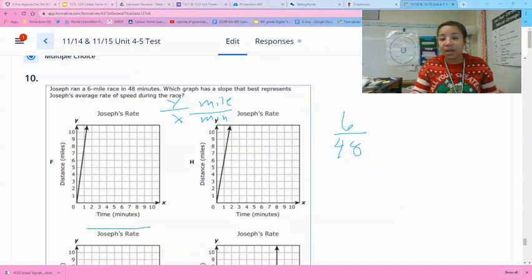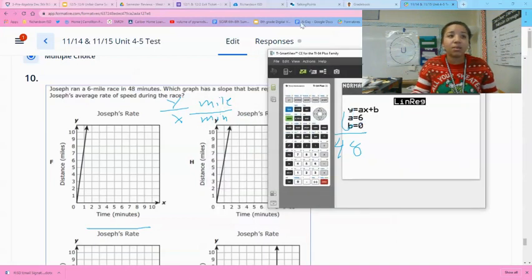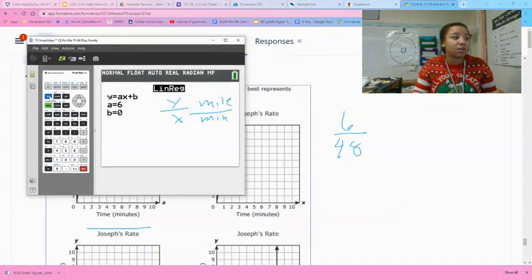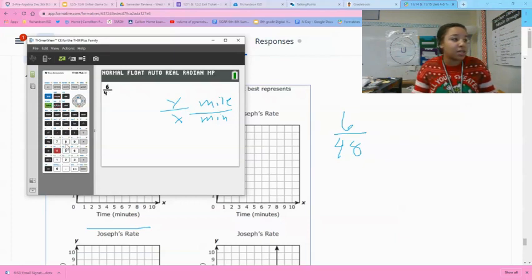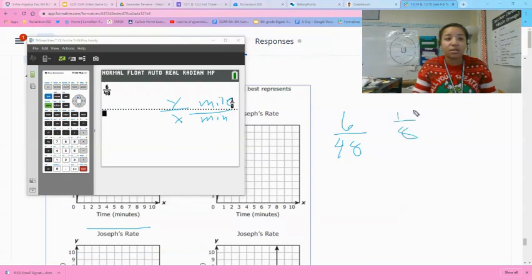Okay. So now that I have that, I'm going to grab my calculator, and I'm going to simplify this fraction. Okay. You can do it by hand, but if you're not that great at that, you can always do it with the calculator. 6 over 48. I'm lazy, so that's why I'm doing it today. Enter. And I know that my equation for this would be 1 over 8. So that's what my slope is.